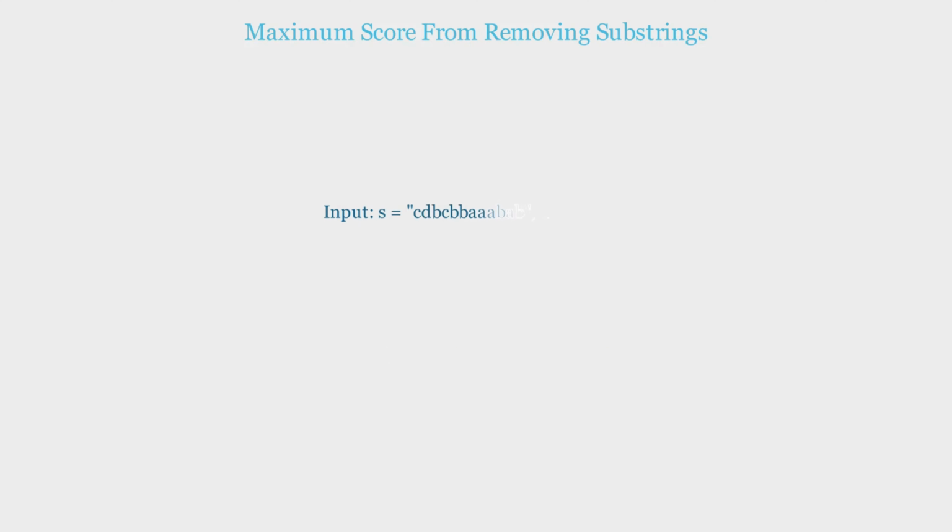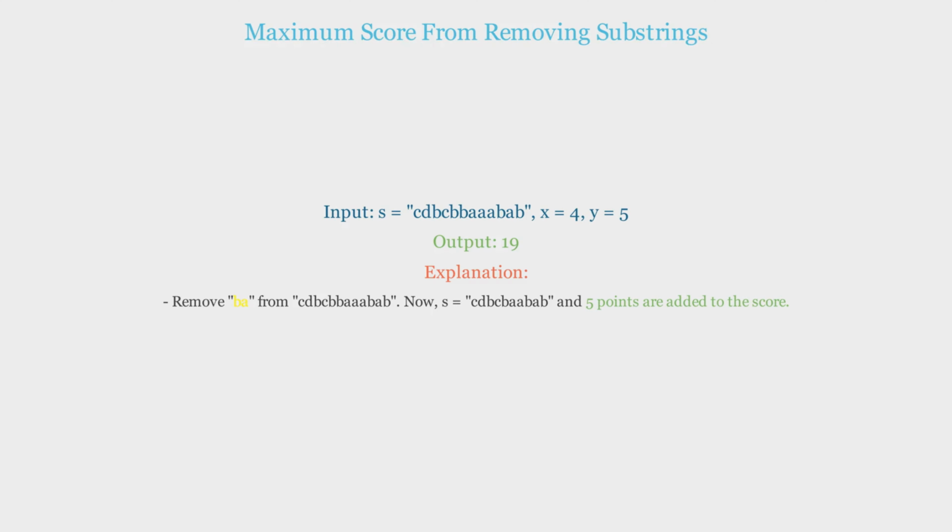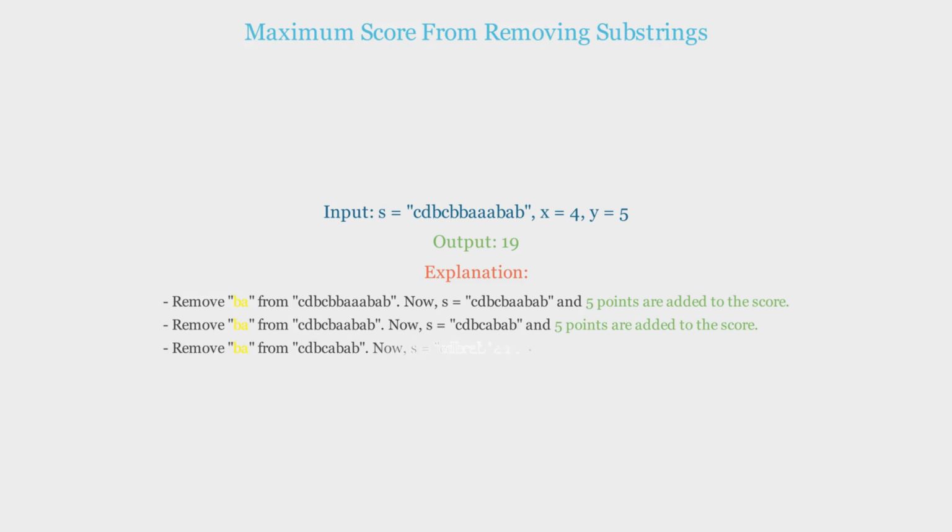Let's look at a slightly more complex example, with x equal to 4 and y equal to 5. The output of our algorithm for this input is 19. Let's go through the steps of how we arrived at this result. Remove ba from baobab, and 5 points are added to the score. Remove ba from the remaining string, and 5 points are added. Remove ba again, and 5 points are added. Remove ab, and 4 points are added.